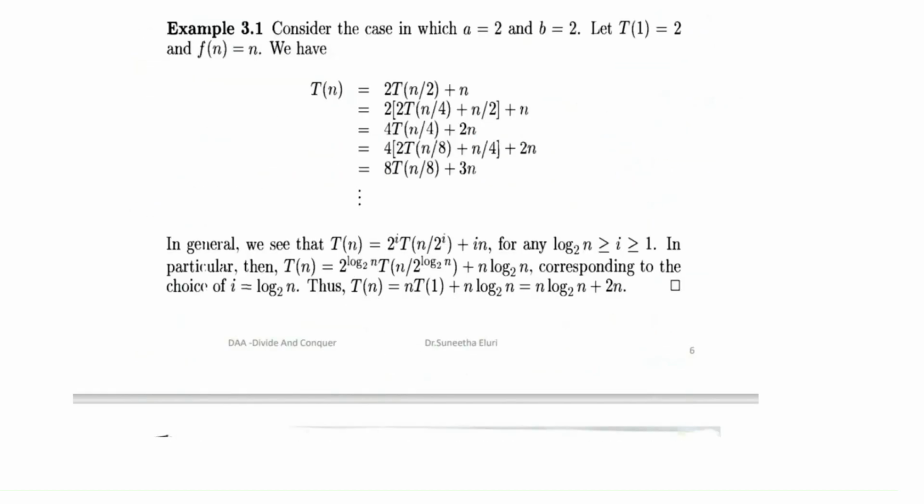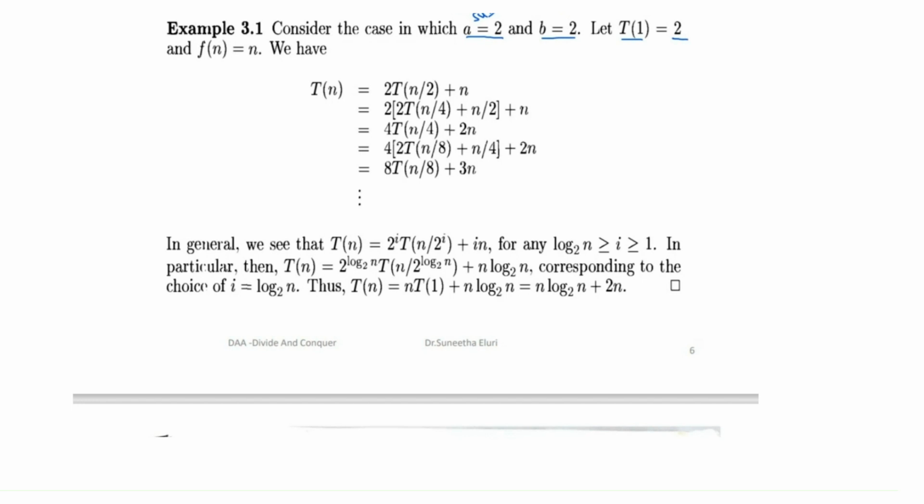Let us consider an example. Consider the case in which A is equal to 2, which means the number of subproblems I am having is two subproblems, and B is equal to 2. Every time the input is being reduced by 2. I am assuming that T of 1, whenever I have input size 1, the time required to find the solution is 2 units.